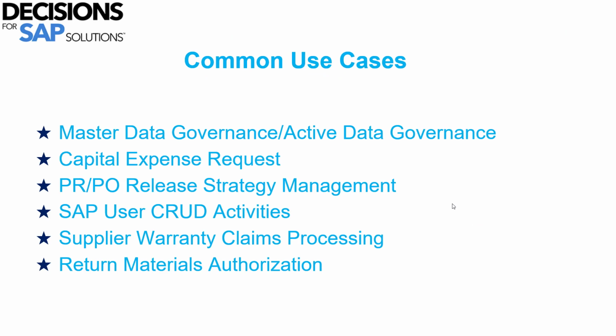Common use cases, I've mentioned master data governance. We also have something called active data governance, which is an active way of ensuring the data, your master data in SAP, meets the business rules that you have set up. But we can also do things like capital expense, budget requests, approvals, and then management against expenditures against that approved budget so that you ensure you don't overexpend your budget.